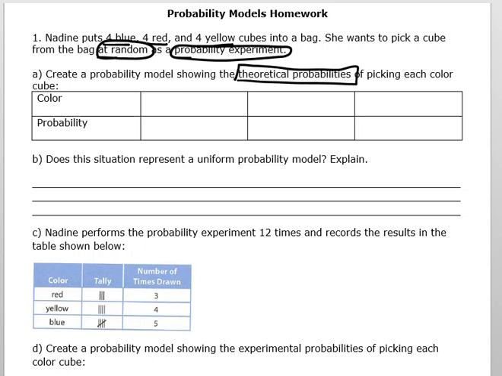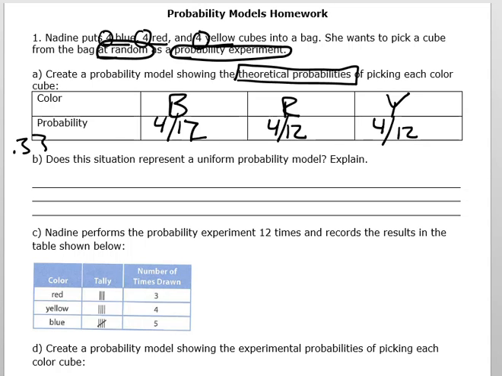All right, so I have blue, I have red, I have yellow, I have 4 of each. So that's giving me 12 total. So the probability of blue is 4 in 12. Red, same, 4 in 12. Yellow, 4 in 12, which is also equal to, each of these has the probability of 0.33 repeating, or 33.3% repeating.